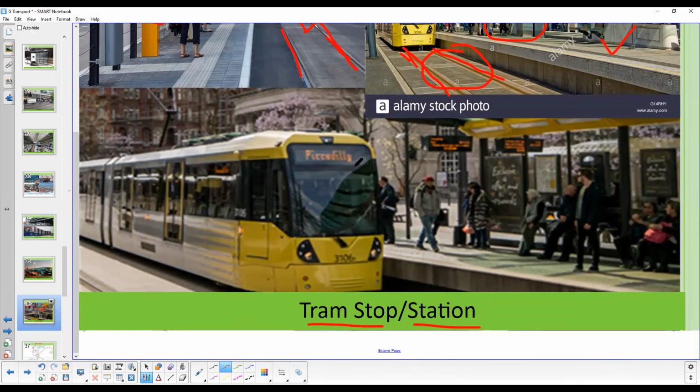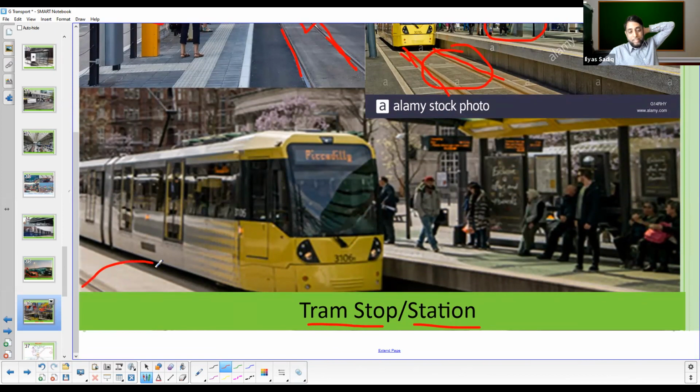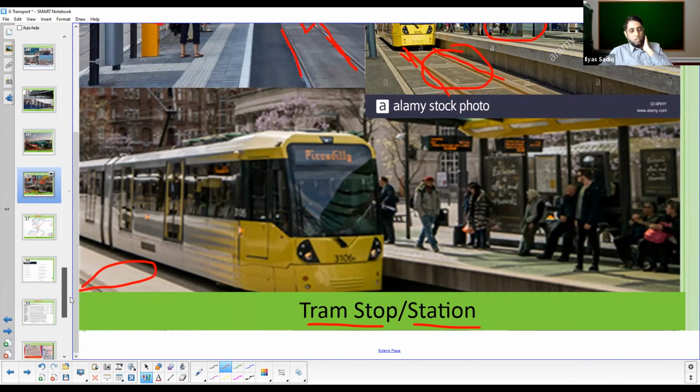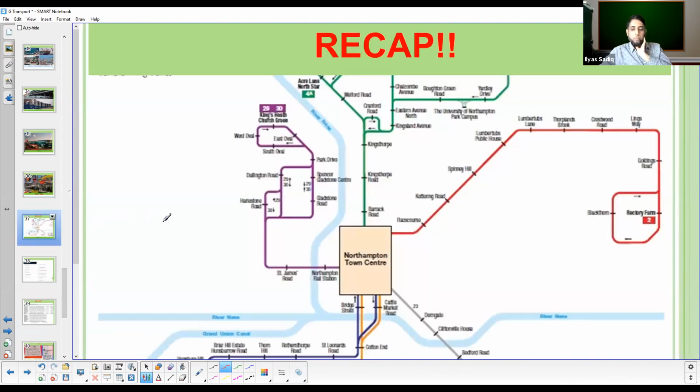So this is a tram. It's going to Piccadilly. The main difference is that a tram is in the city. Trams don't go from city to city. They are in the city, and they are on the track, because it doesn't go on the road. Okay, so here you go.